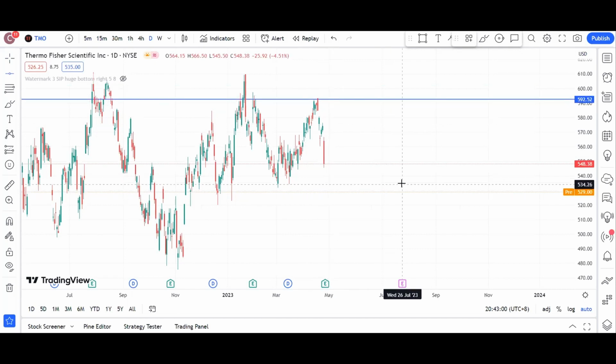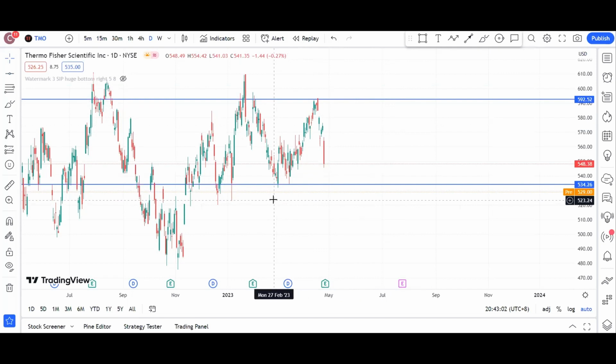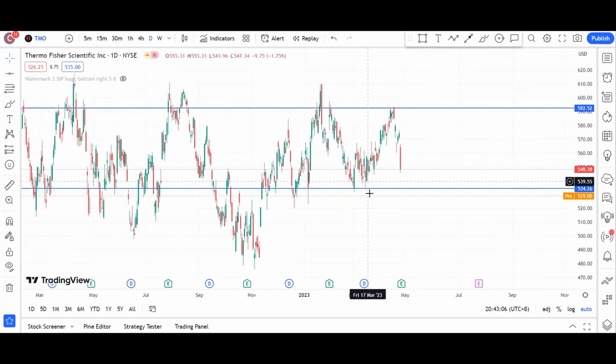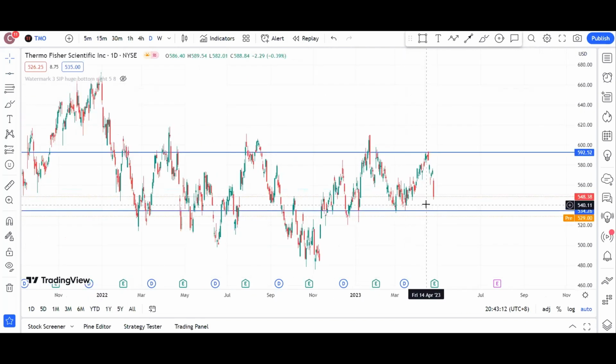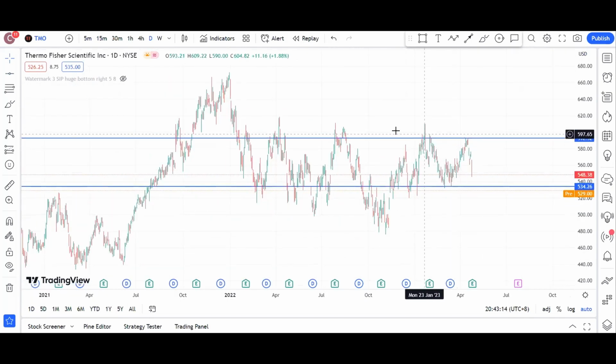Then the support will be around 534, 535, right? Because this is where it started to form the double bottom, and then price started to move upwards. But generally, Thermo Fisher Scientific is pretty much range bound throughout, right?